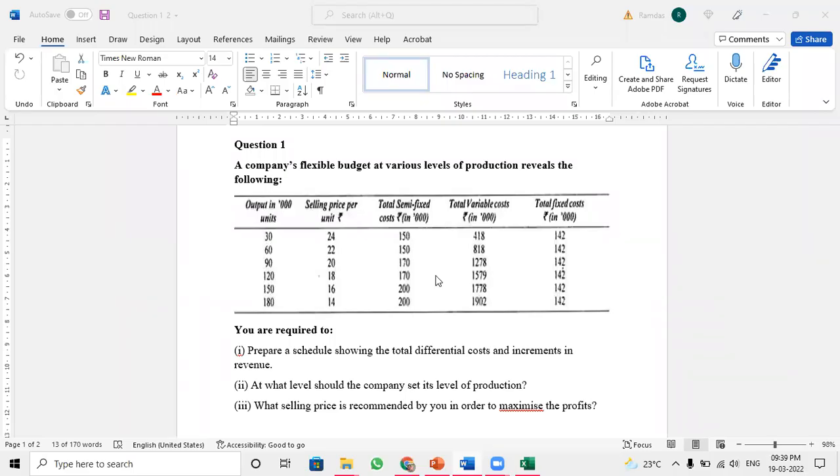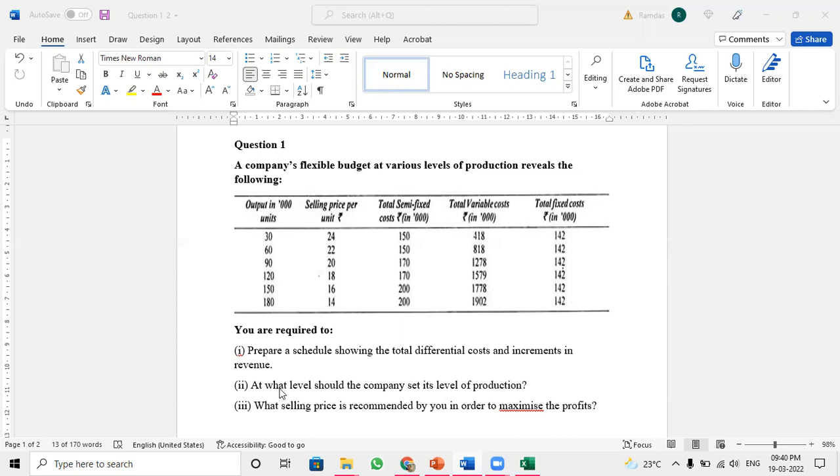Today in this video, we will be solving a problem on differential cost analysis. The question goes like this. A company's flexible budget at various levels of production reveals the following. The output for 6 levels of output is given. The selling price, total semi-fixed cost, total variable cost, and total fixed cost is given for the different levels of activity, with which you are required to prepare a schedule showing the total differential cost and increments in revenue.